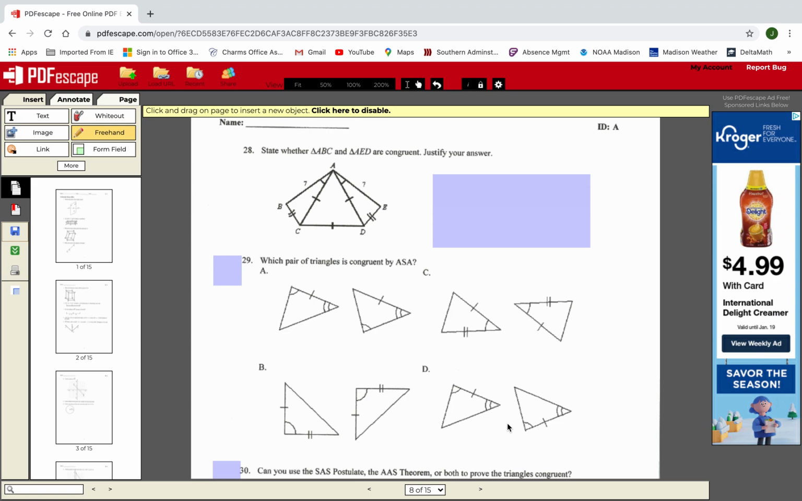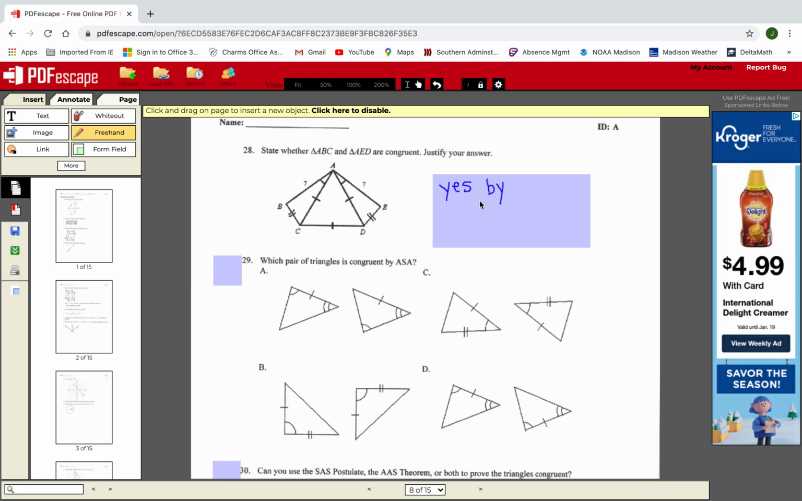All right, semester exam review video tutorial, part 2 of 2, starting with 28. This is to state whether triangle ABC and triangle AED are congruent. Well, notice that I do have all three pairs of corresponding sides congruent. I have two of them marked with a single slash, two marked with a double slash, and two marked as 7. So, yes, I could use side, side, side for that, but that's not my only option here.